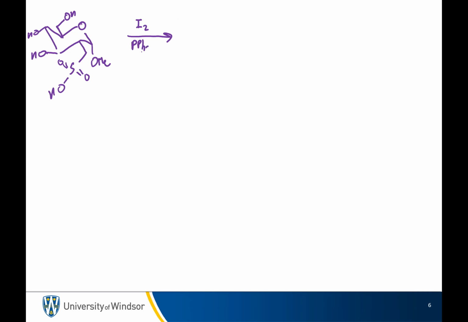So if we go back to the example that we started with, and let's say we do a Garegg iodination on this. I'm just going to switch up my base this time. I'm going to use imidazole instead, but whatever. We will get our iodide.